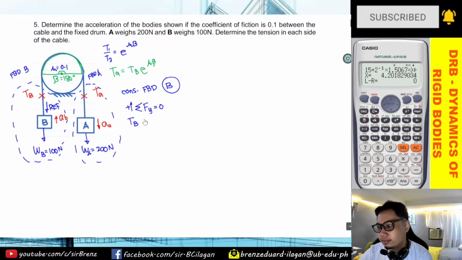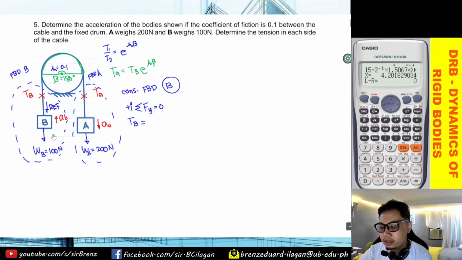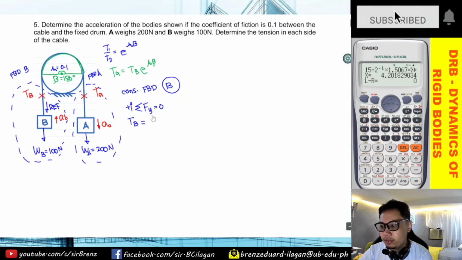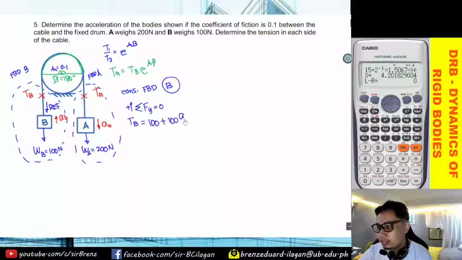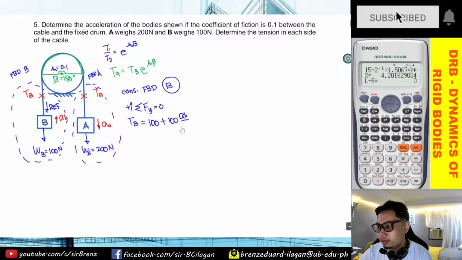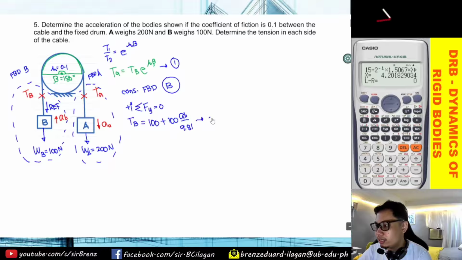So, equals ko na kasi ito is pababa. So, negative. So, kapag tinranspose mo sa kabilang side, magiging positive. Or, same as for the weight. So, that is 100 plus the REF na 100 times the acceleration ni block B all over G, so over 9.81. Okay. So, I will let this as equation number 1, this one as our equation number 2.